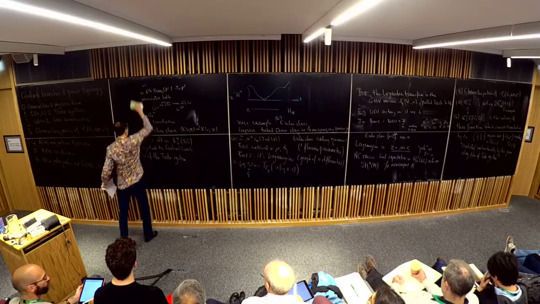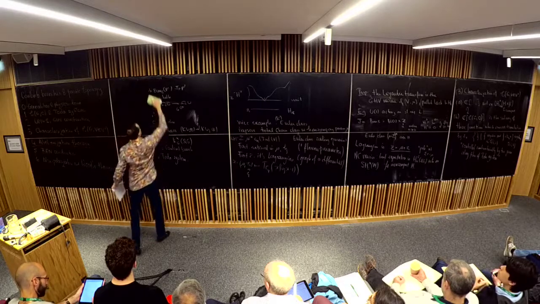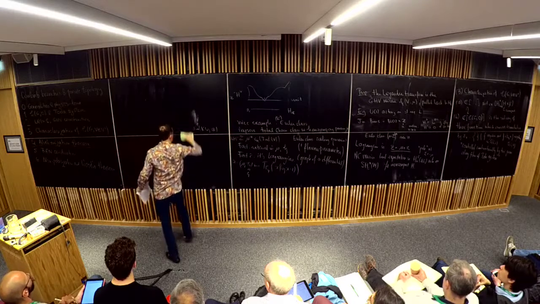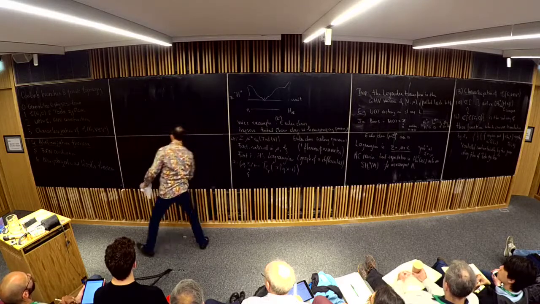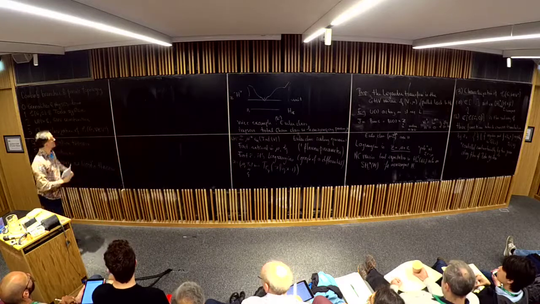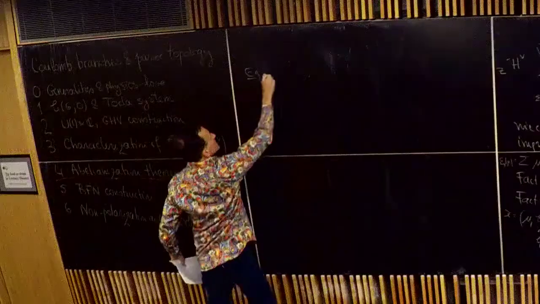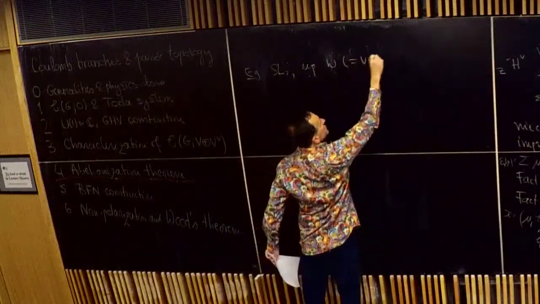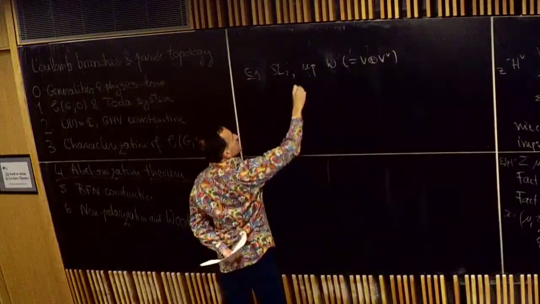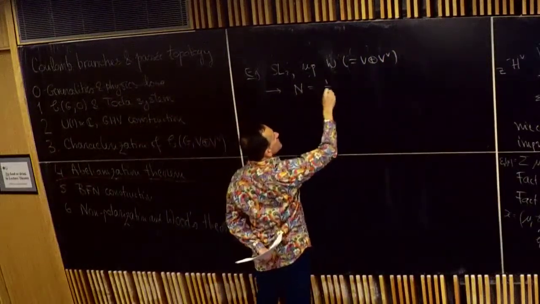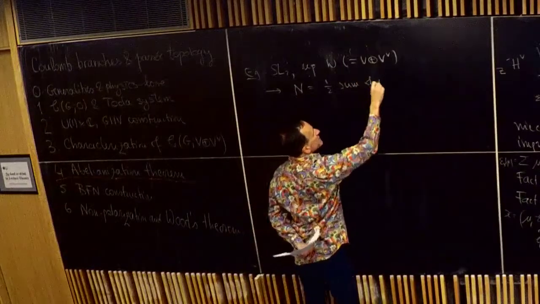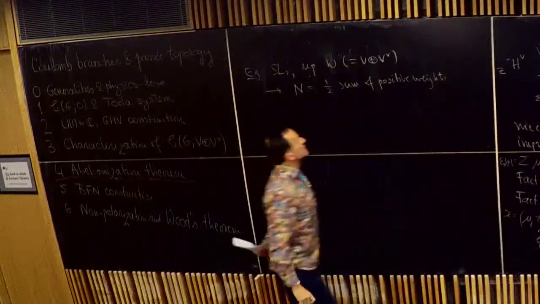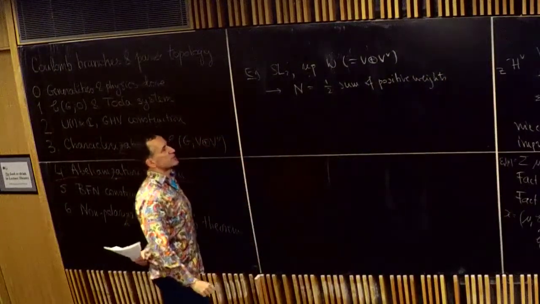SL2. Take a representation W, which for now could be B plus B check, but actually it won't have to be. From that you can extract a number N, which is 1/2 of the sum of positive weights. So that number had better be an integer, and that's a multiple abstraction.